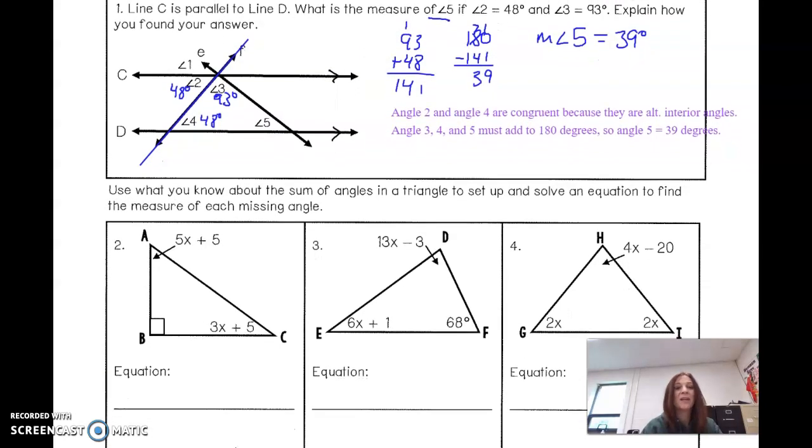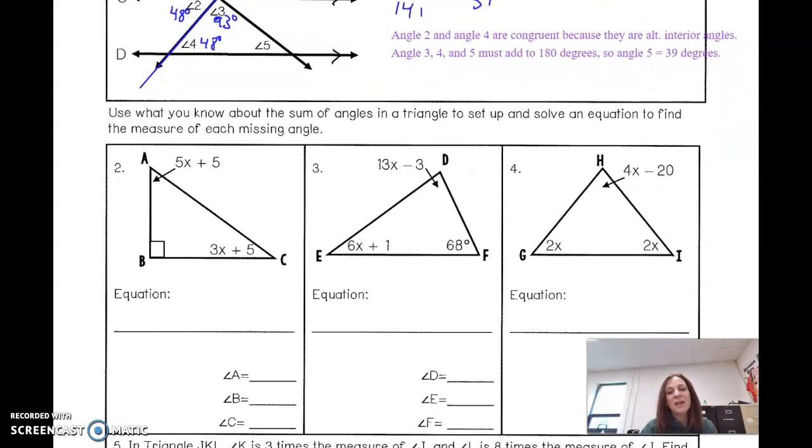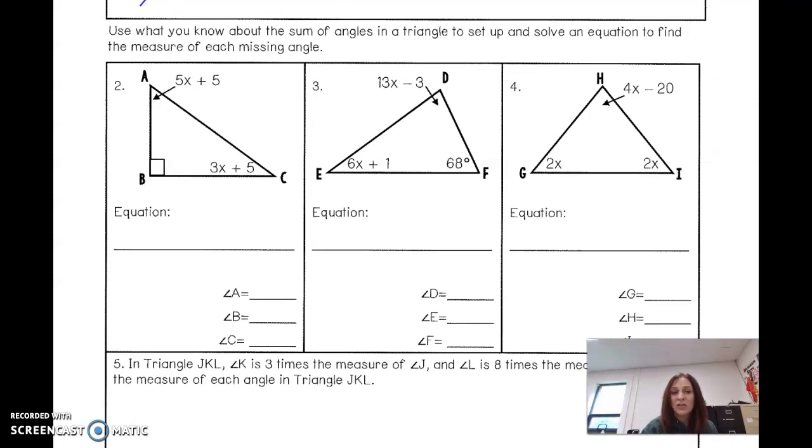Okay, so the next part says use what you know about the sum of angles in a triangle to set up and solve an equation to find each missing angle. This is what's going to get us if we're not careful. We need to know what x is, but we need to know the missing angles. Here's what we mean by equation. We have 3 angles here, angle A, angle B, angle C. All 3 of them have to add to what? Well, they have to add to 180. They're interior angles, right? So basically add them all up.